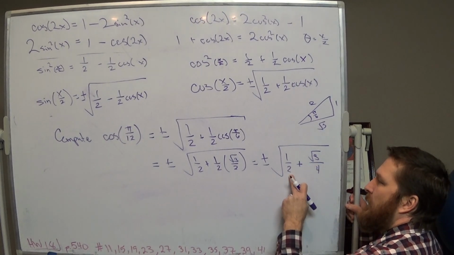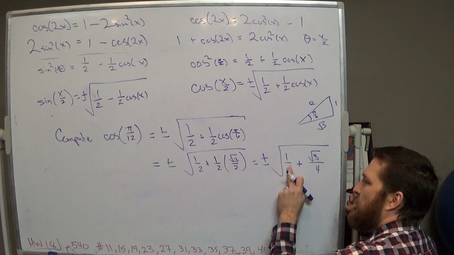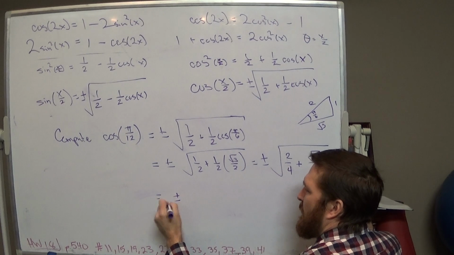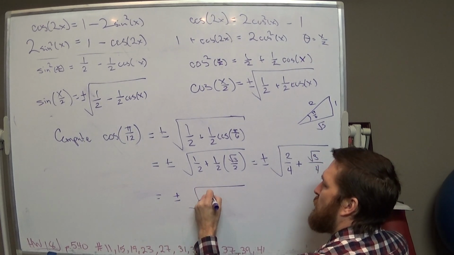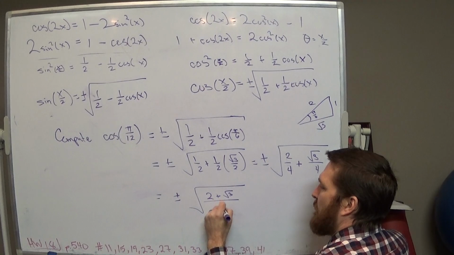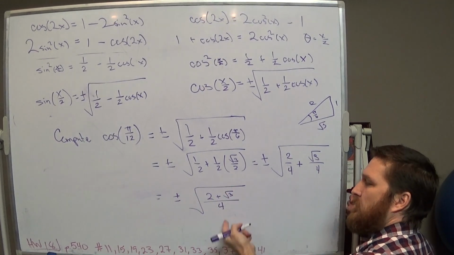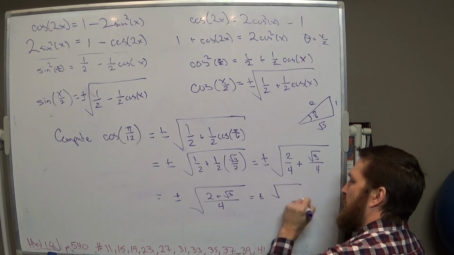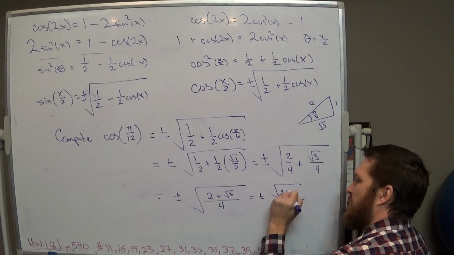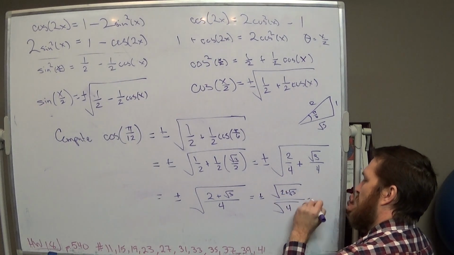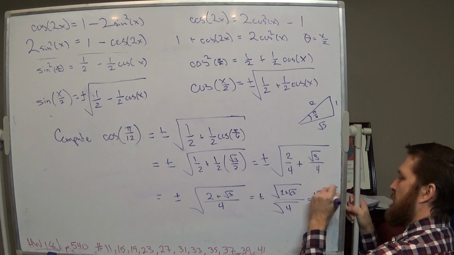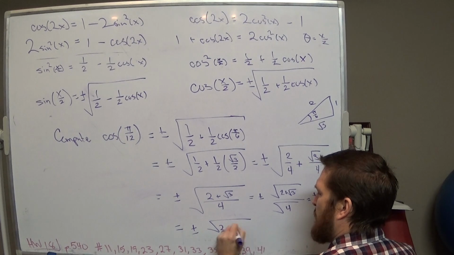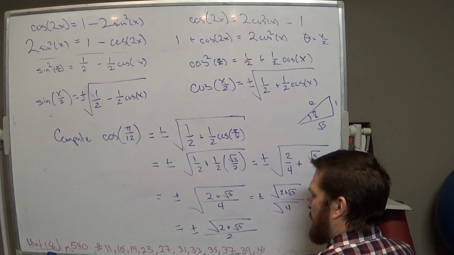Why don't I get a common denominator? So 2/4. So that's the same thing as plus or minus the square root of 2 plus root 3 all over 4. But this is a radical, right? So the top and the bottom, I could just do like this. This is plus or minus that. And so we have the 2 plus root 3, 4, which is just plus or minus, I'll do it down here, plus or minus the square root of 2 plus root 3 all over 2.